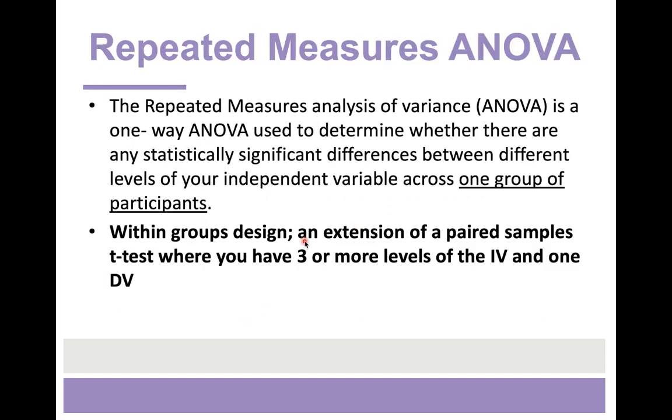So that's basically what I just said here. The repeated measures ANOVA is a one-way ANOVA that's used to determine whether there are any statistically significant differences between levels of your independent variable across a single group of participants. So we no longer have group A, group B versus group C. What we have is a single group, and we give them treatment A, and then we give that same group of people treatment B, and then we give that same group of people treatment C. So it's a within groups design. It's an extension of a paired samples t-test where instead of two levels of the independent variable, we have three or more.